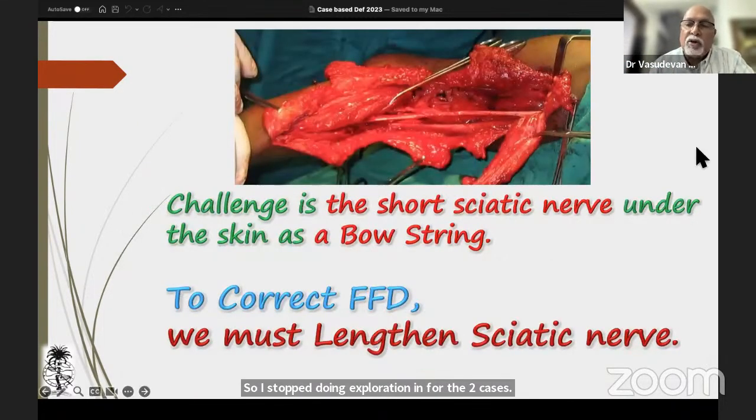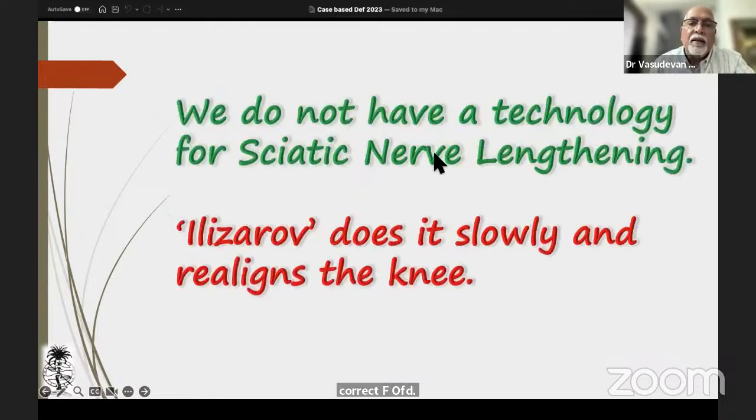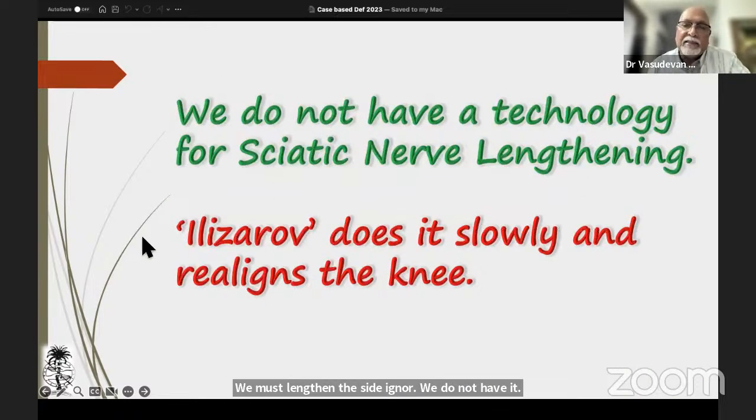The challenge is the short sciatic nerve under the skin acting as a bowstring. To correct FFD, we must lengthen the sciatic nerve. We do not have a technology for sciatic nerve lengthening, except Ilizarov. It does it slowly, and at the same time, it realigns the knee joint.